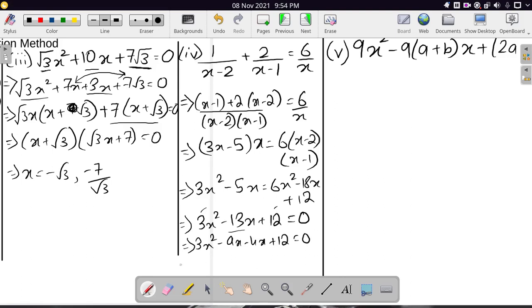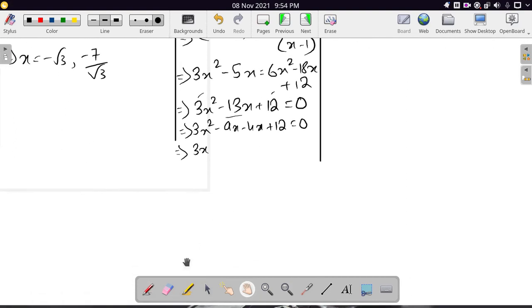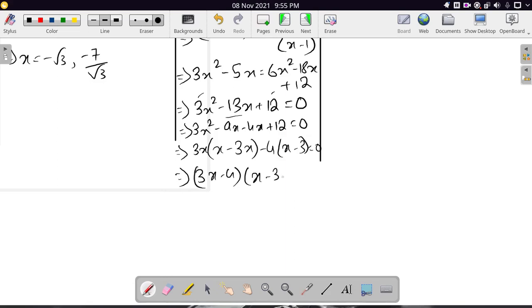So we will take 3x over here common. It will be x minus 3, 3x minus 4, x minus 3. This will be equal to 0. Now 3x minus 4 and x minus 3, this is equal to 0. Now x is equal to 4 by 3 and x is equal to 3.